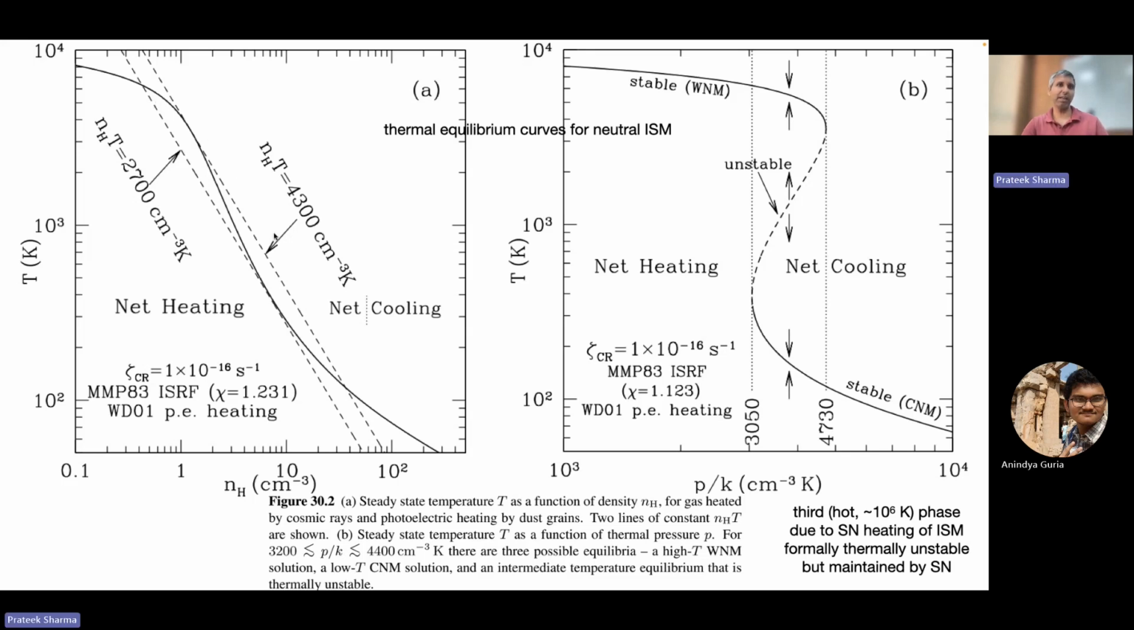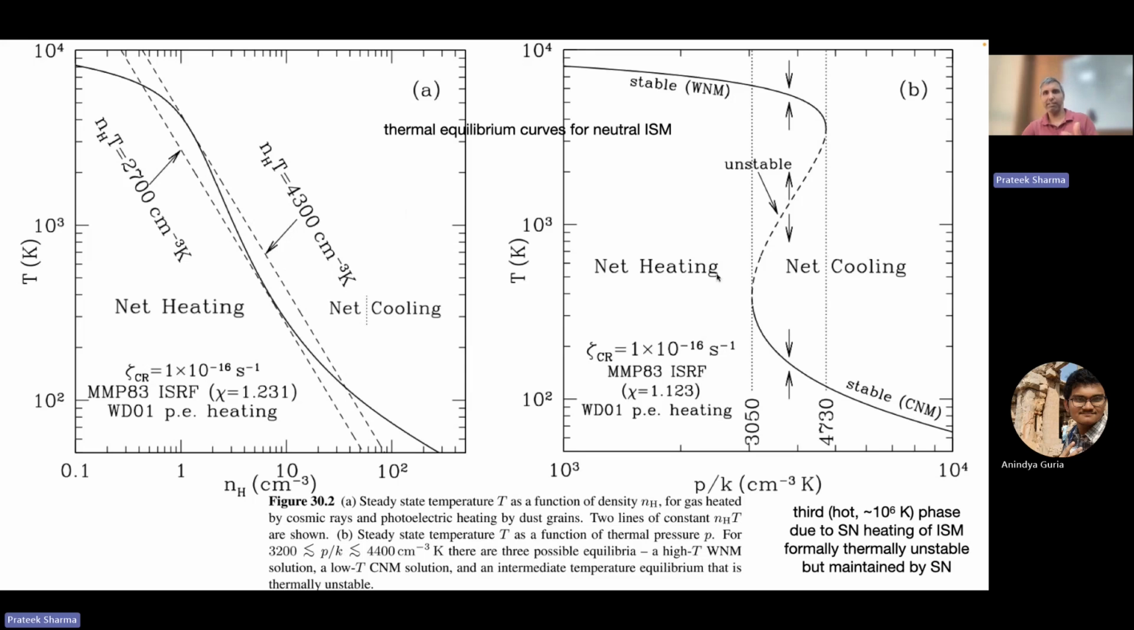Similarly, this one is at 4300. If you're at the same density and go to higher temperature, the pressure is higher, right? P is nKT. Now, why have we marked these two lines?